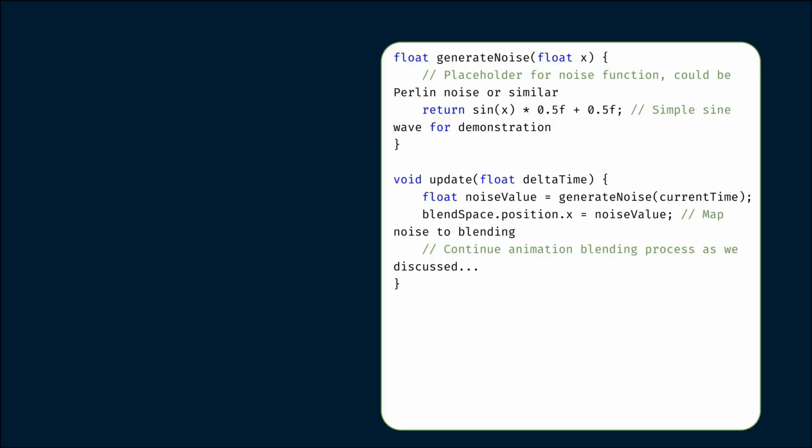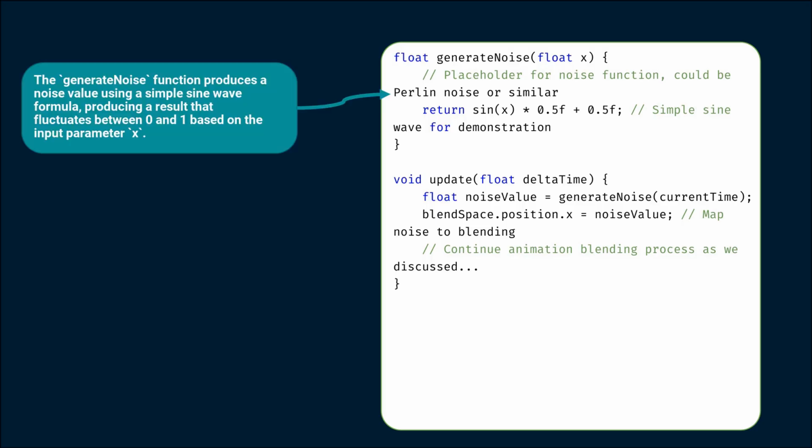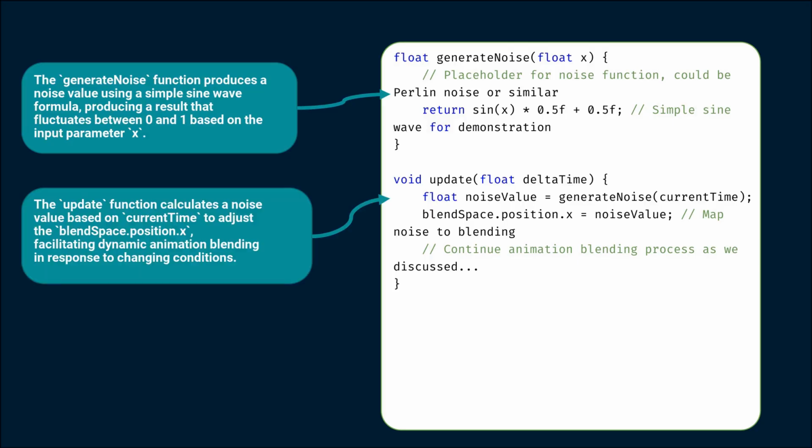The code starts with a function that generates a noise value using a simple sine wave as a placeholder. This function produces values oscillating between 0 and 1, which creates a nice variability in the blending position over time. By using a sine wave, we ensure smooth and continuous variation, allowing for those more organic transitions between animations.